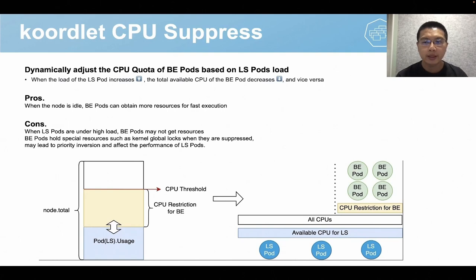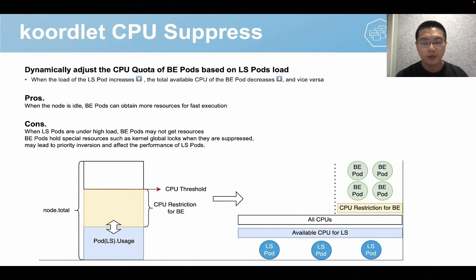As shown in the figure, when Koordinator finds that the resource utilization of the latency-sensitive applications is low according to the metrics, and the CPU used by the best effort pods has not exceeded the safety threshold, then the idle CPU within the safety threshold can be given to the best effort pods, so that the best effort pods can execute faster. Then, when the load of the latency-sensitive applications increases, koordlet will take back the CPU set given to the best effort pods and return it to the latency-sensitive applications.